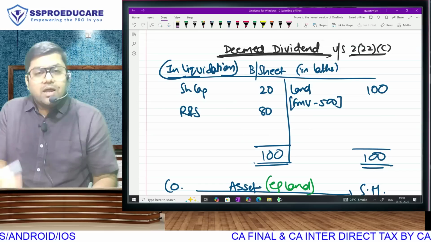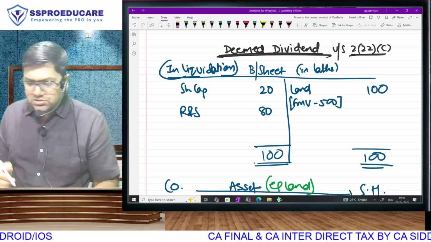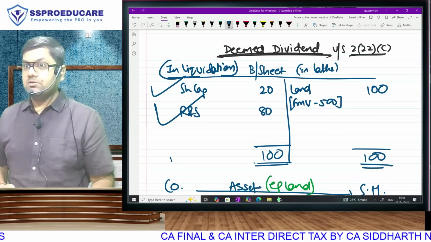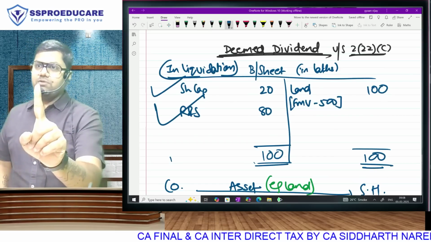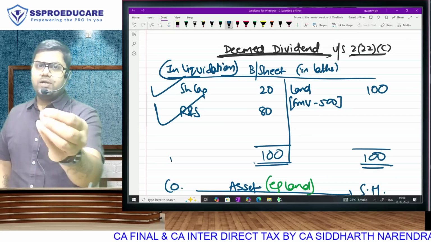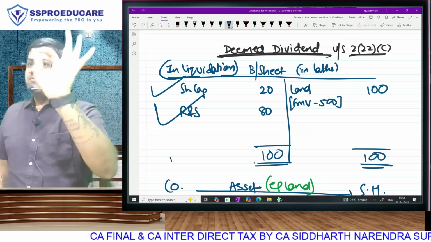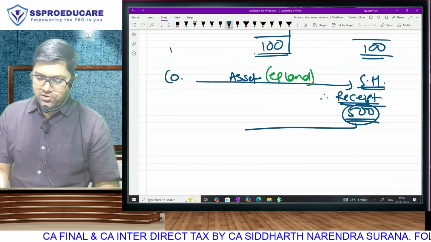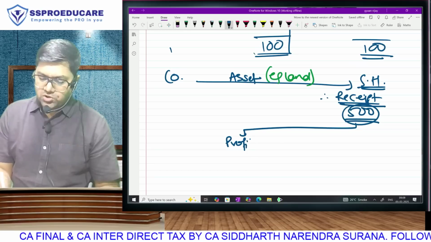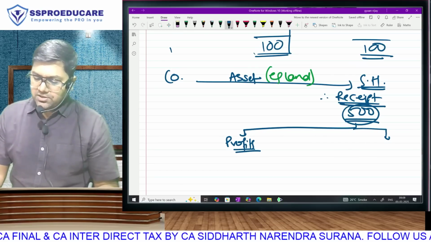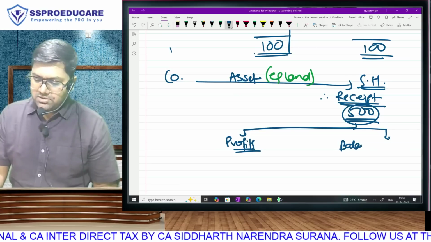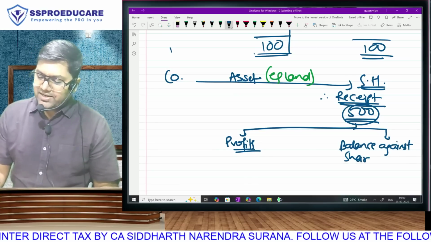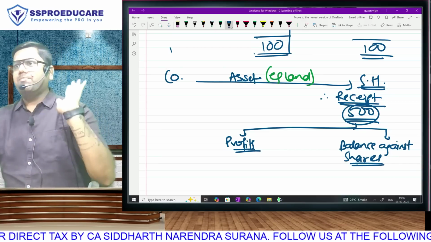Correct? As a shareholder, my expectation was, give me this money back. And these profits are also mine. Give me this. Company says, bro, I have only one thing to give you. What do I have? Land. You take it. This is all inclusive. When I am giving you the land worth 500, this includes your profits also, and this includes your balance against your shares also. Whatever it is. Take it and please leave.